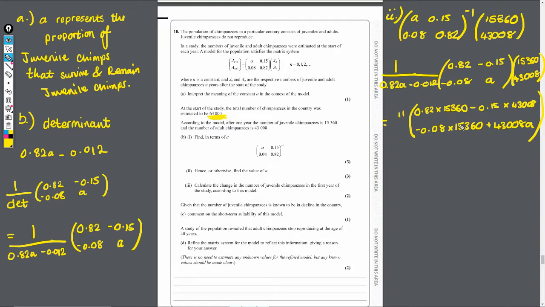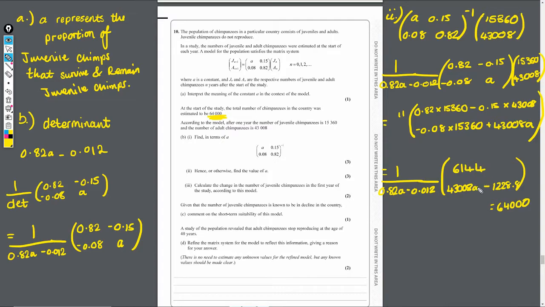So 1 over 0.82a minus 0.012 times this should be equal to 64,000. If I simplify this and write my 1 over again, this is equal to 1 over 0.82a minus 0.012 times 6,144, and then minus, in fact I'll do the positive first, 43,008 A minus 1,228.8. This is equal to 64,000, because that's the total population, right?